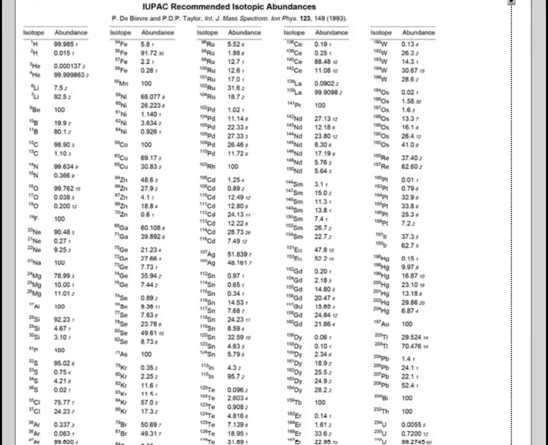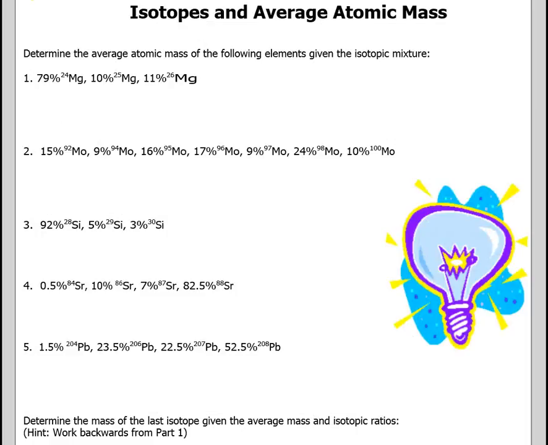Okay. So you have your chart, you know your percentage abundances. So 79% of all magnesium is magnesium 24, 10% is magnesium 25, and about 11% is magnesium 26. To come up with the average atomic mass, if we were to look at a periodic table, we would find that the average atomic mass of magnesium is listed as 24.31. So let's see if we can get something pretty close to that. This is the relative atomic mass, and it's an average, 24.31 atomic mass units for magnesium as an element.